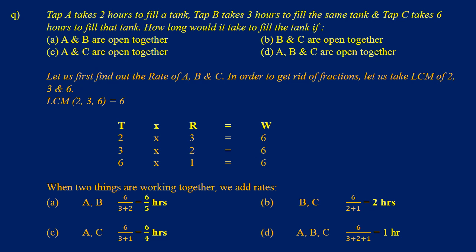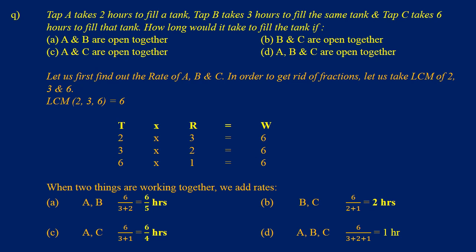Now, to find the amount of work done in different durations, we can assume the work to be equal to 1. But to avoid fractions, let us assume the work done to be the LCM of the 3 time durations. Hence, the LCM of 2, 3, and 6 will be 6. Now, let us assume the work done in each case to be equal to 6, or that the capacity of the tank is 6 gallons.